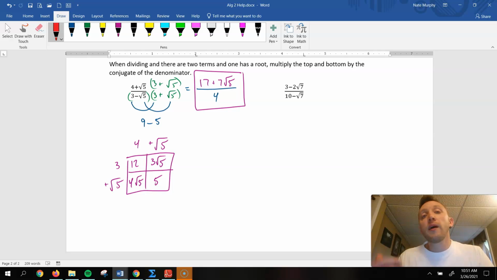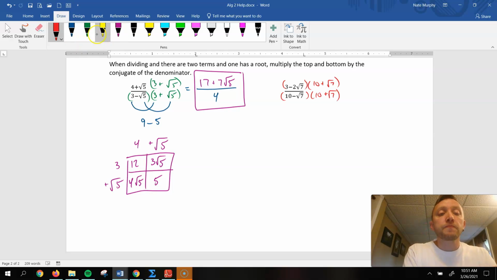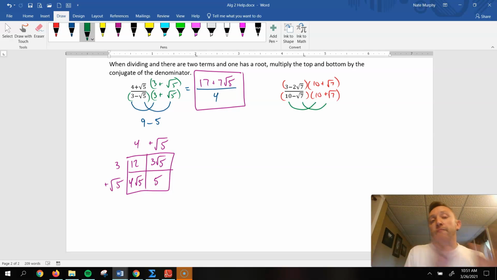Okay, so for this one, I'm going to multiply the top and bottom by the conjugate of the denominator. So it'd be 10 plus the square root of 7, what we multiply the top and bottom by. Now remember, just like the previous one, when we multiply with the conjugate, all we have to worry about multiplying together is the first terms and the last terms. So 10 times 10 would be 100, and it'll always be minus, and square root of 7 times square root of 7 would be 7. And so 100 minus 7 would be 93. So our denominator would be 93.